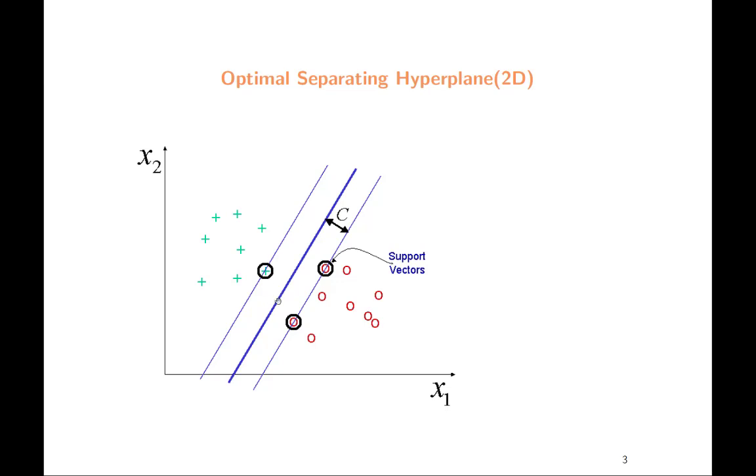The principle of the optimal separating hyperplane, introduced by Vapnik and Chervonenkis, says we should pick the separating hyperplane which has the largest distance to the data points in the respective classes. So this term C here, which is this distance, also called the margin, should be as large as possible. And the data points which define this separating hyperplane are called the support vectors. That's why this approach is called the support vector approach.